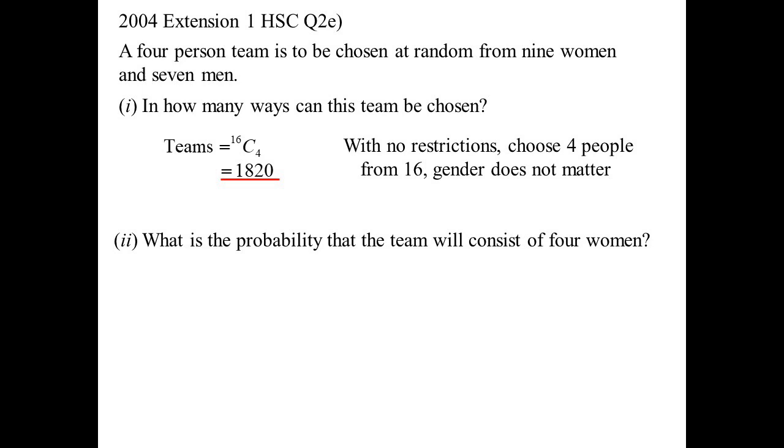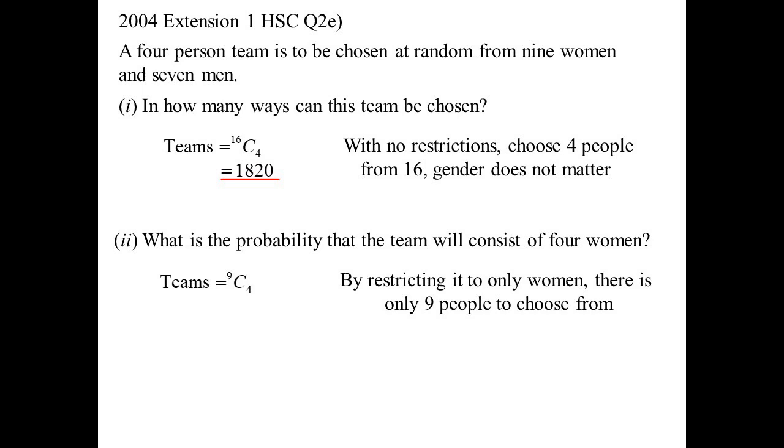What's the probability that the team will consist of 4 women? Now it's a team of 4, so in other words, they're all going to be women in this team. So from the 9, I'm going to choose 4. 9C4, which is 126, but we want the probability. So it'll be 126 out of those 1,820. 9 in 130 is our probability.